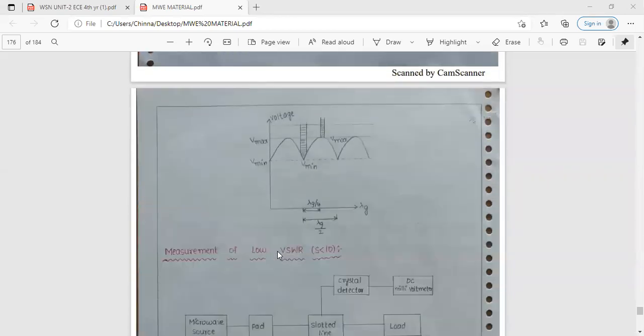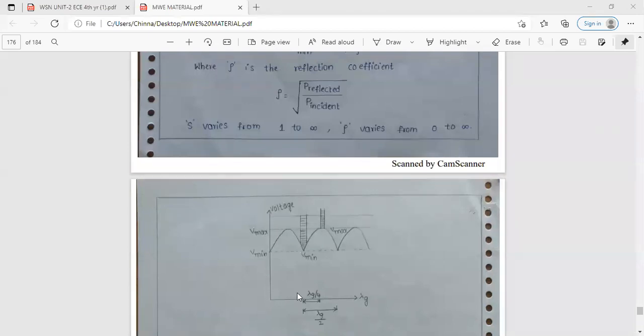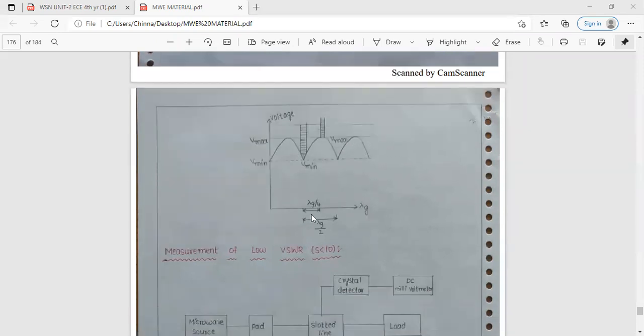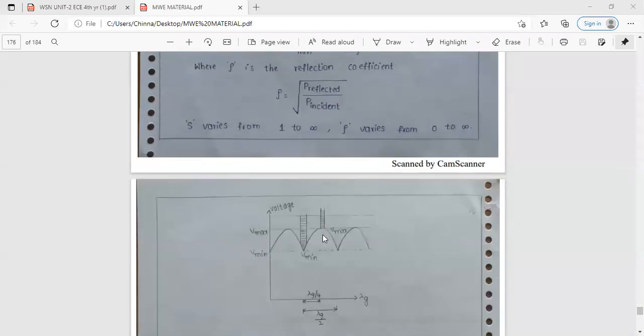Here you can see the voltage standing wave ratio. This is the successive maximum value. Whenever the reflected waves are considered, V maximum is the maximum voltage, and V minimum is the minimum voltage of that particular standing wave. The difference between the two is lambda g by 4, and the total is lambda g by 2. So S varies from 1 to infinity, that means the voltage standing wave ratio, and rho varies from 0 to infinity.